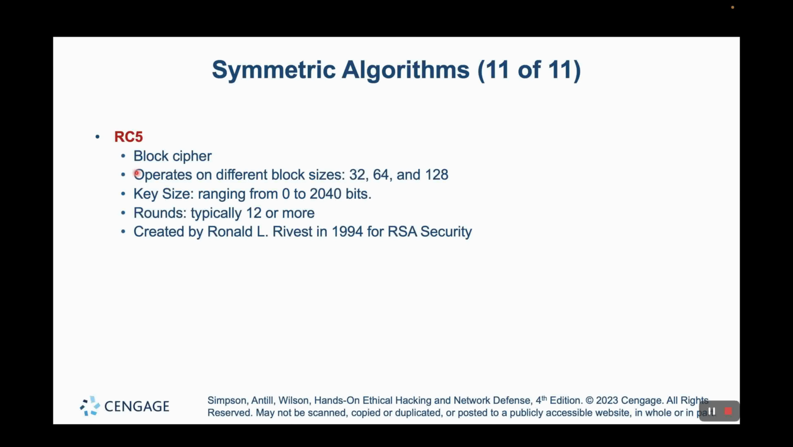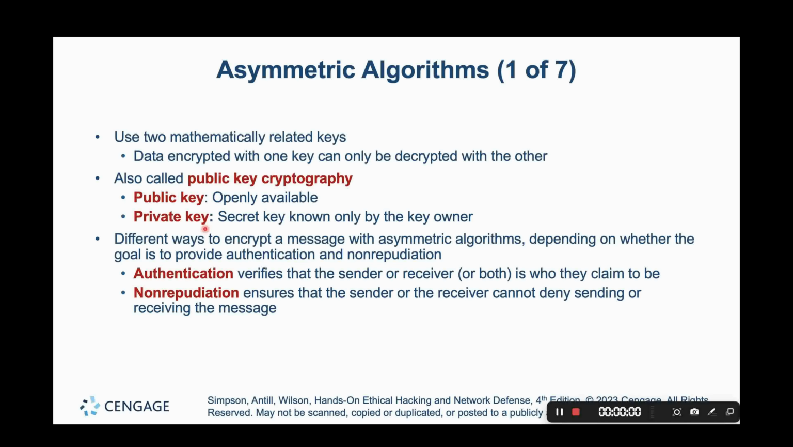Now, the last one is RC5. It's a block cipher that operates on different block sizes: 32, 64, and 128. The key size ranges from 0 up to 2040 bits. The rounds are typically 12 or more, and it was created by Ronald Rivest in 1994 for RSA Security. So this will conclude the symmetric algorithms. Next, we will start with the asymmetric algorithms.